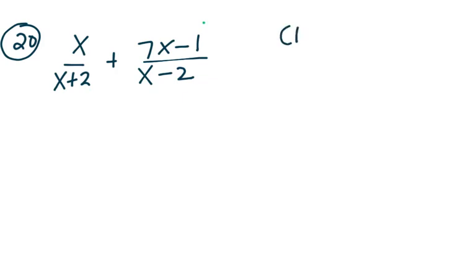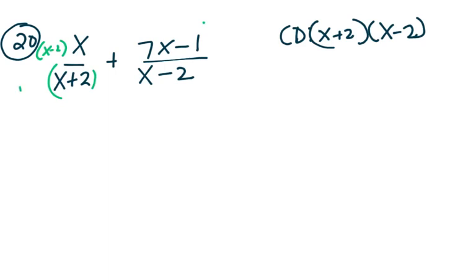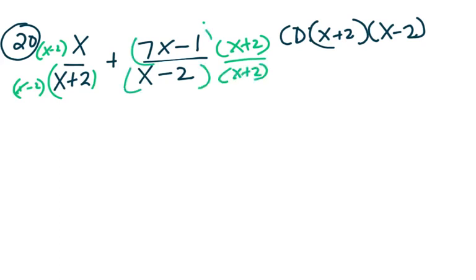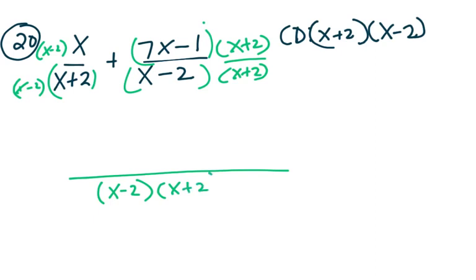So your common denominator is going to be the product of them. So x plus 2 times x minus 2. This fraction is missing the x minus 2's, and this fraction is missing the x plus 2's. So I can write it all over one denominator.